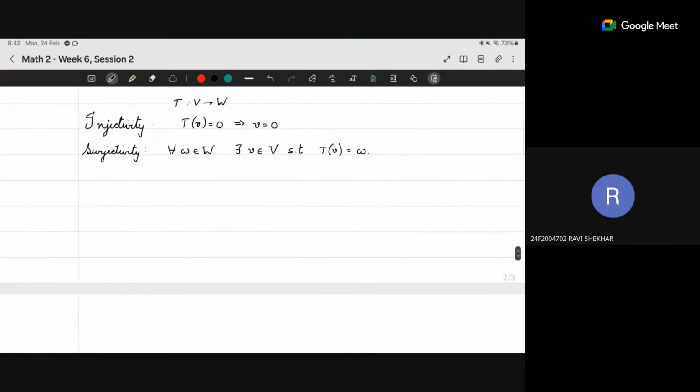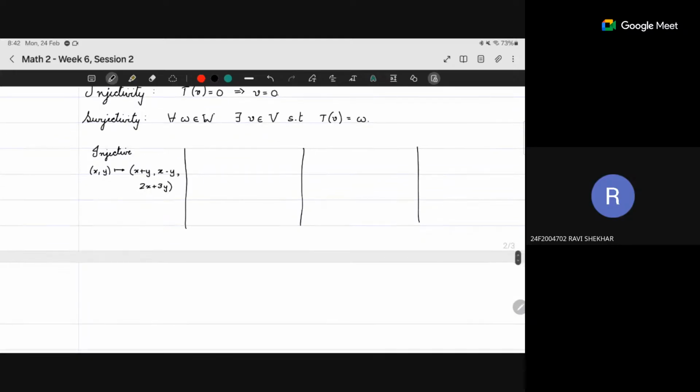So let us just write very simple examples of these things. Injectivity. So (x, y) goes to, the same thing as last time, (x, 2x plus 3y). Let's just take that itself. Now, if I want to check if it is injective, what do I need to do?